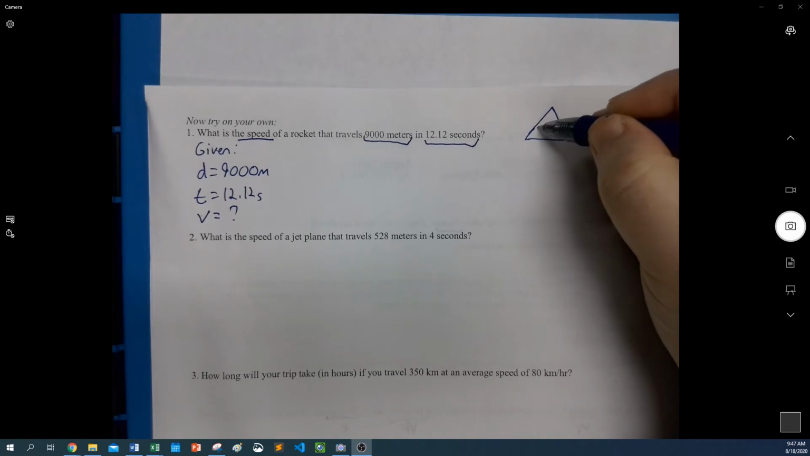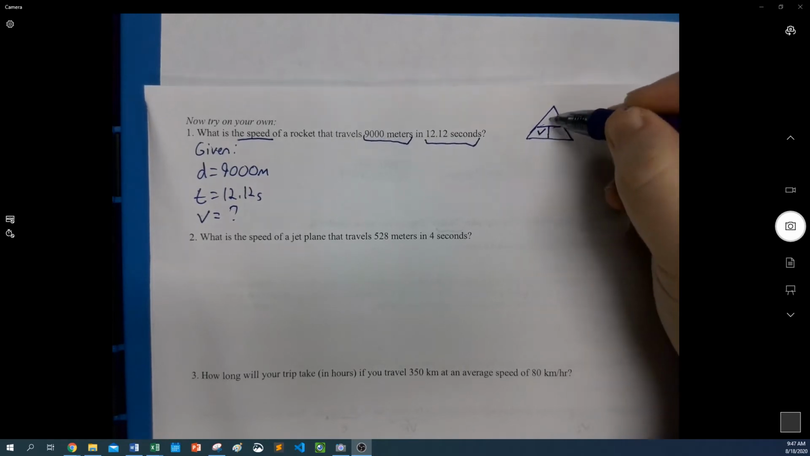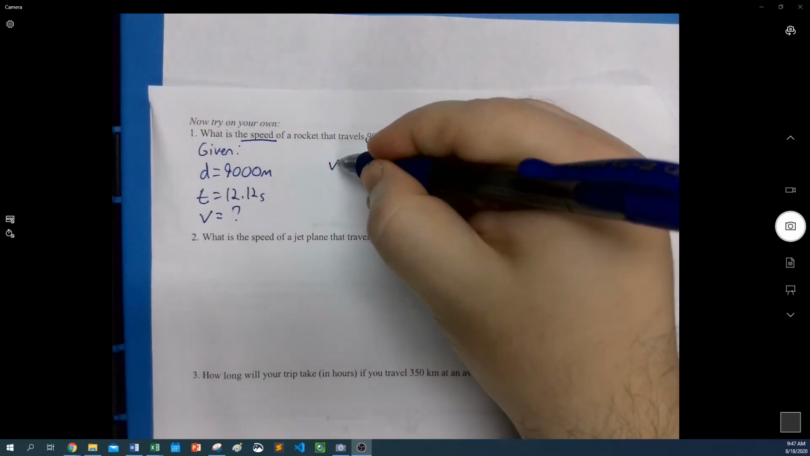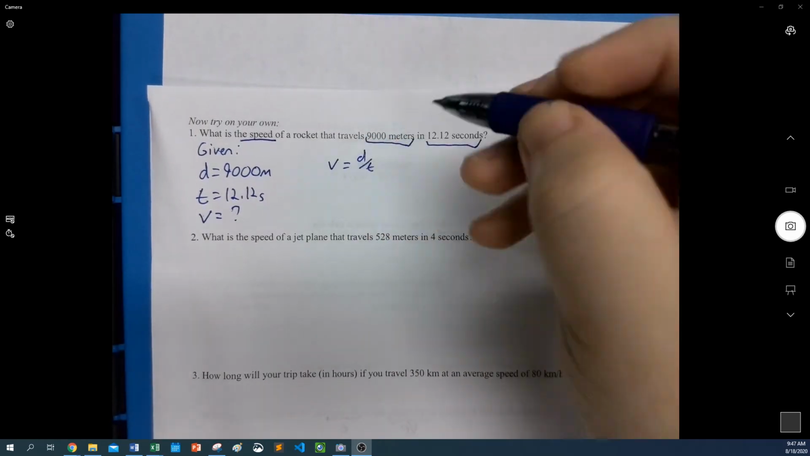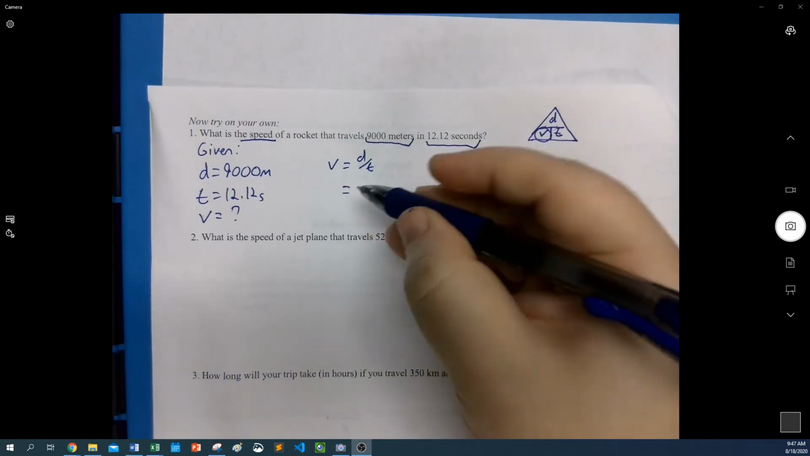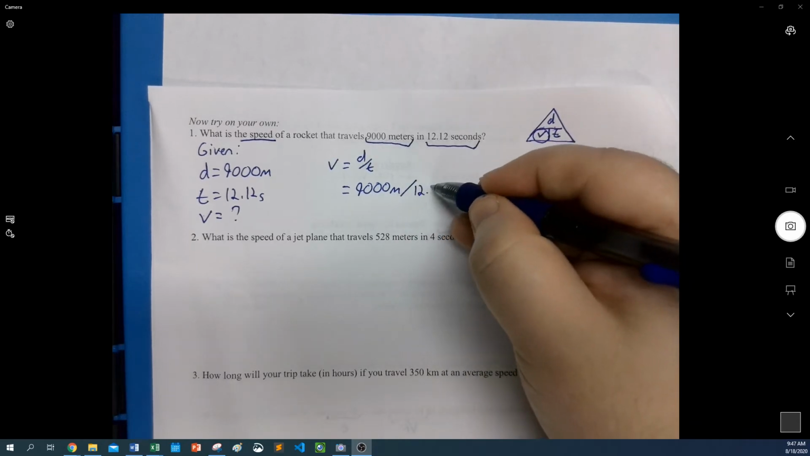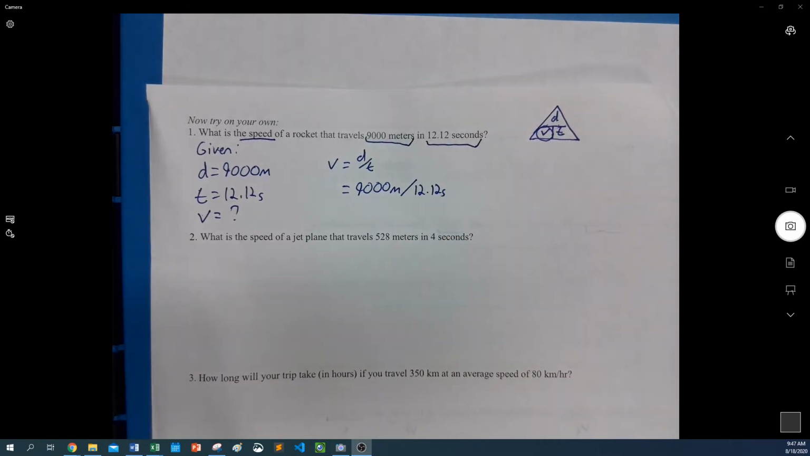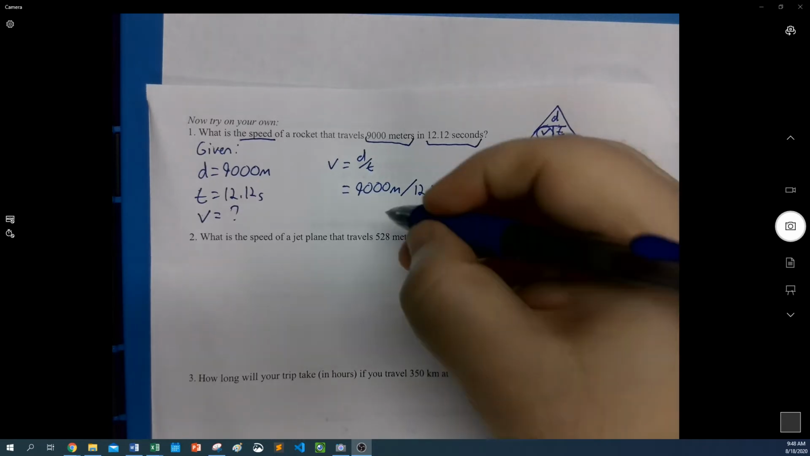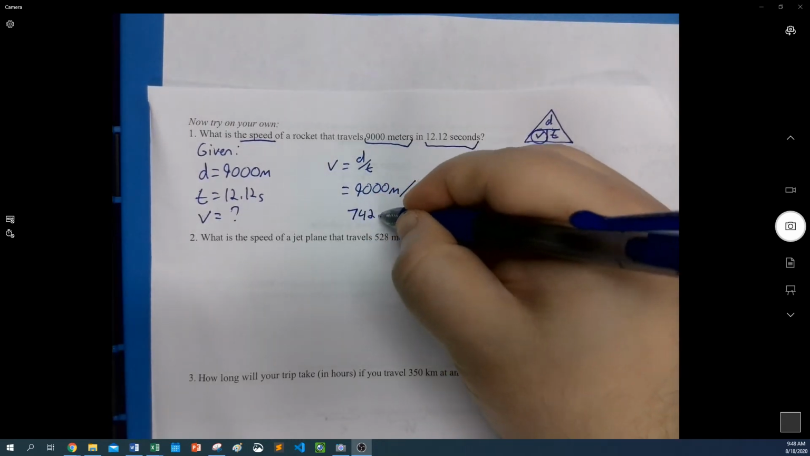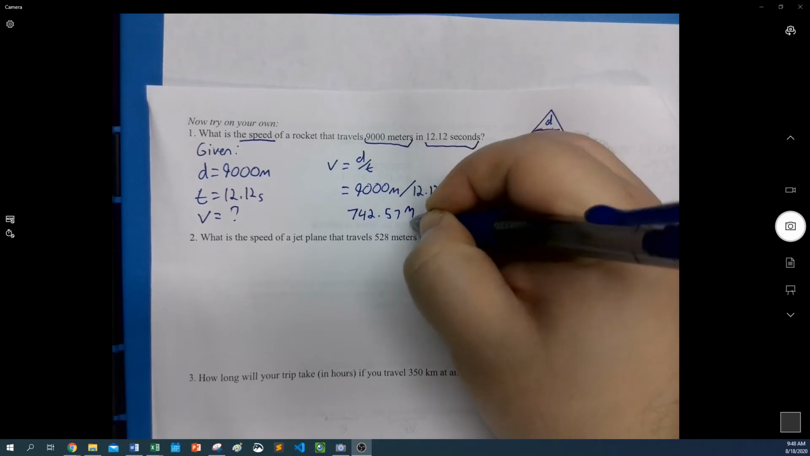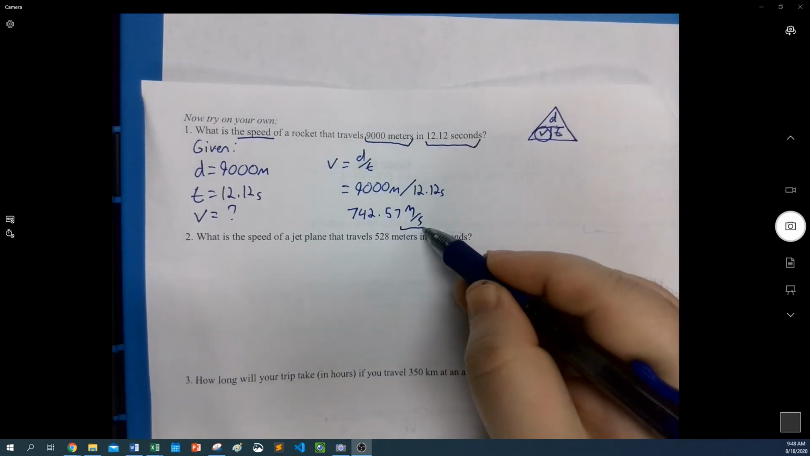So looking at our triangle, V is distance over T. If we're trying to find speed, we would use V equals distance divided by T. And plugging that in, that'd be 9,000 meters divided by 12.12 seconds. By the way, I haven't done this in a year, so I don't have any of these answers memorized. Make sure you include a unit.